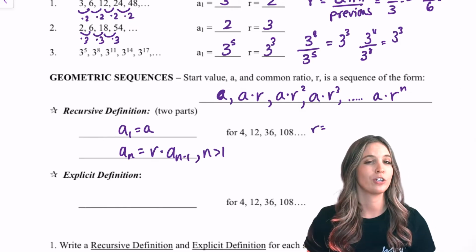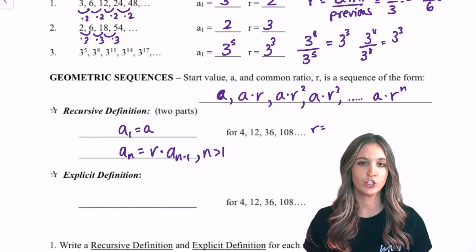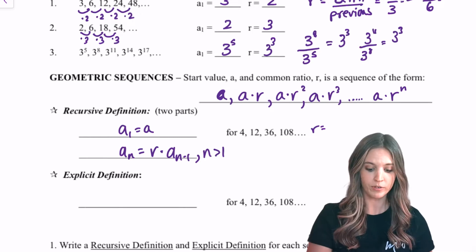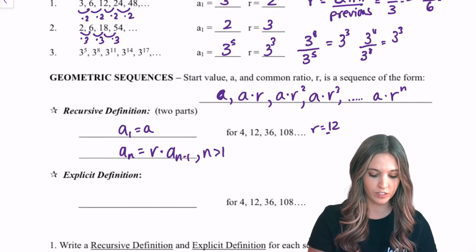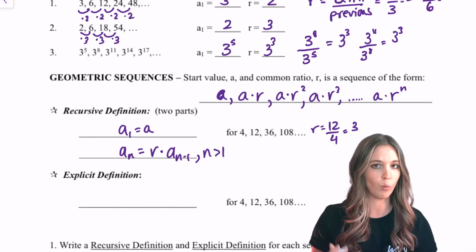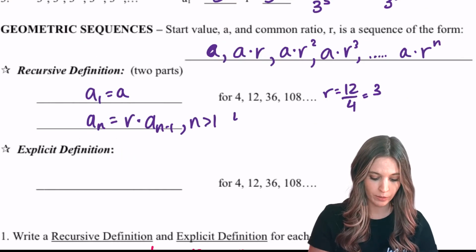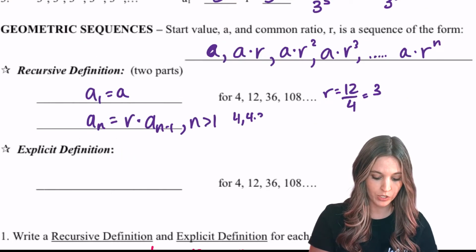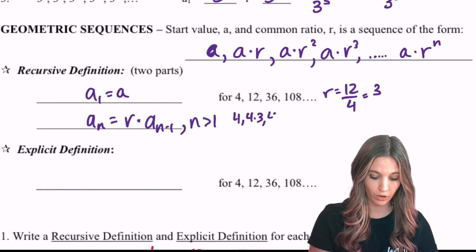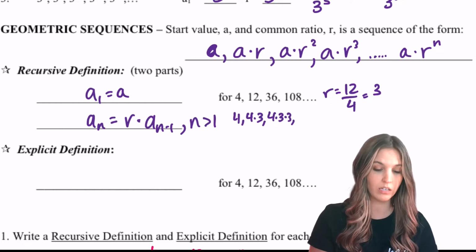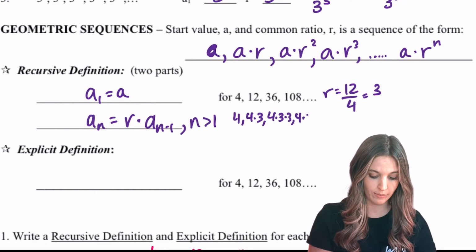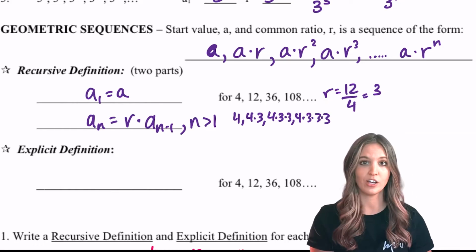So given this geometric sequence, let's write a recursive definition. R is term divided by previous term, so 12 divided by 4 is 3. Well, let's see if that holds true. The first term is 4, and 4 times 3 is 12. 4 times 3 times 3 is 36. 4 times 3 times 3 times 3 is 108.